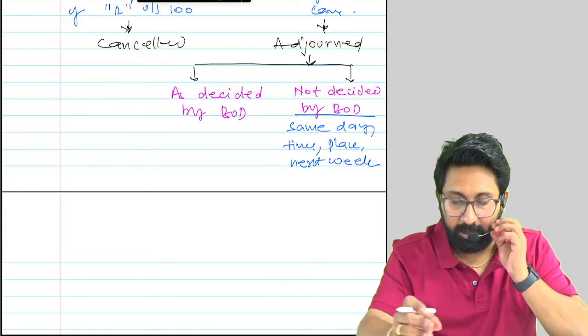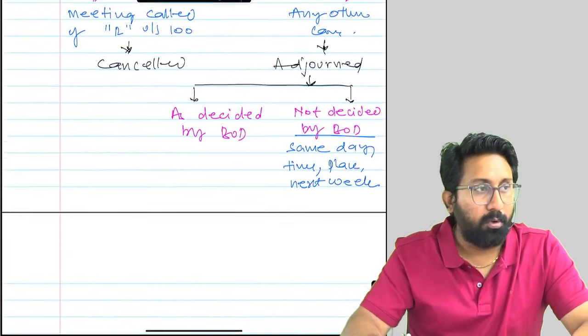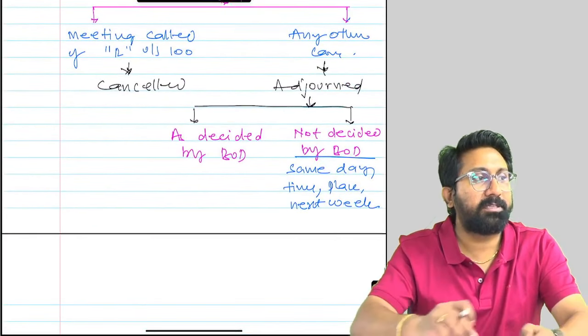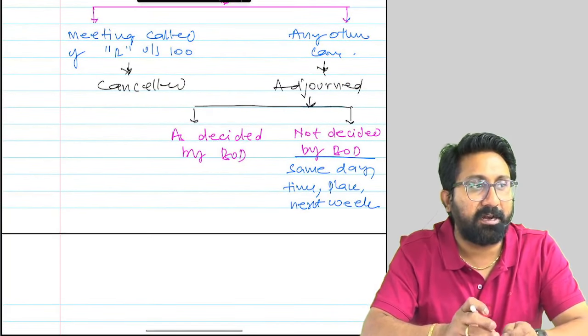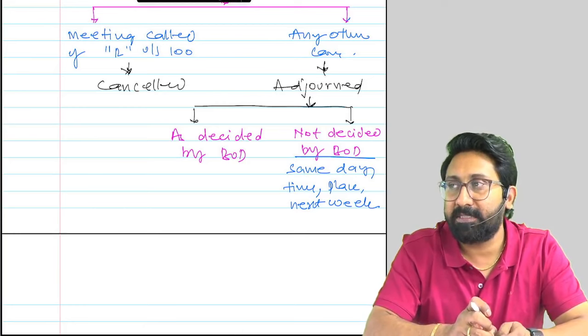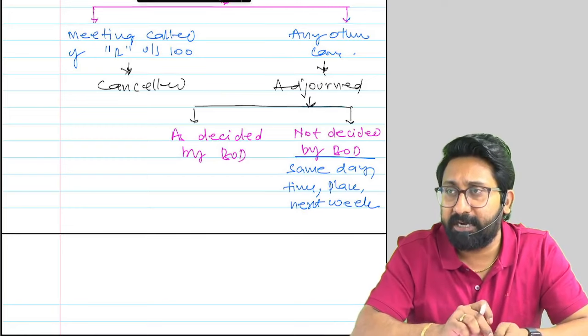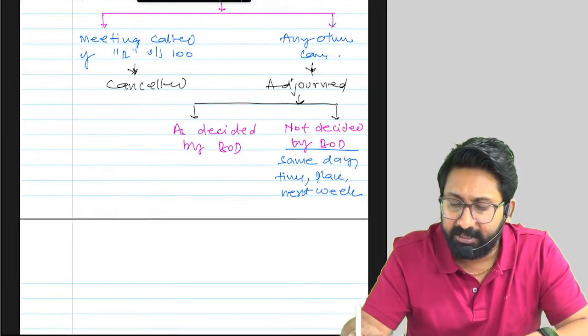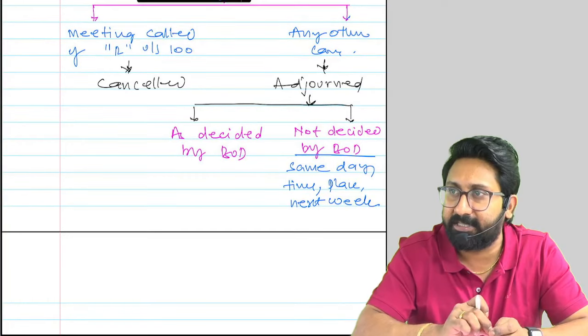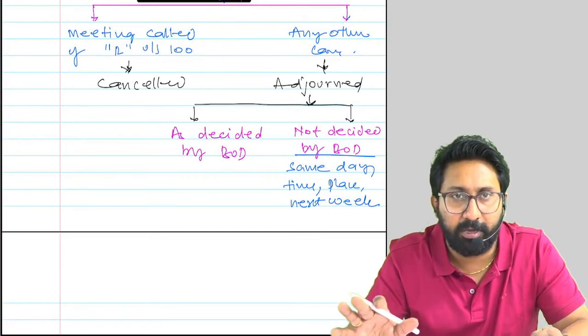Completed? Okay. Now tell me, no quorum situation: if quorum is not there, meeting called by requisitioners under section 100, what will happen? Meeting will be cancelled. In all other cases, meeting will be adjourned. Adjourned to what? As decided by the board. If board does not decide anything, same day, same time, same place, next week. Understood the point up to here?